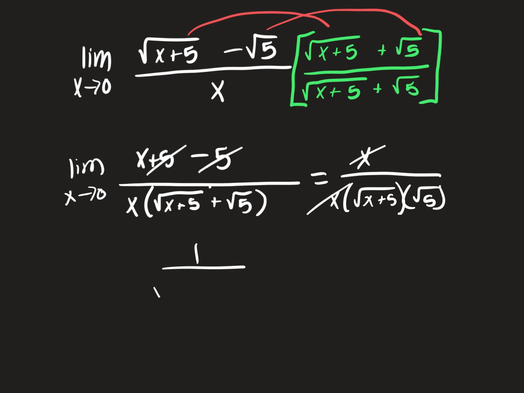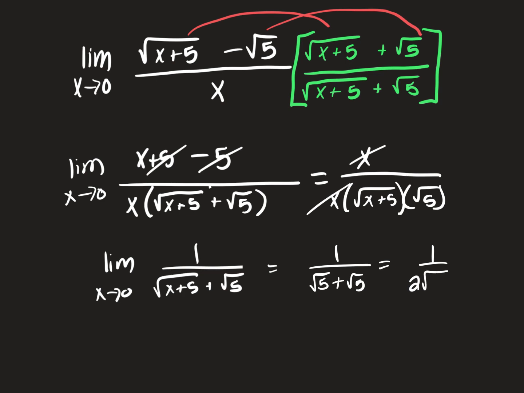You guys are actually remembering this a lot more than I expected you to. I'm very impressed. So now we're finding the limit as x approaches 0, so you're plugging in 0 for x. 1 over the square root of 5, so 1 over 2 square root of 5. Good job, guys.